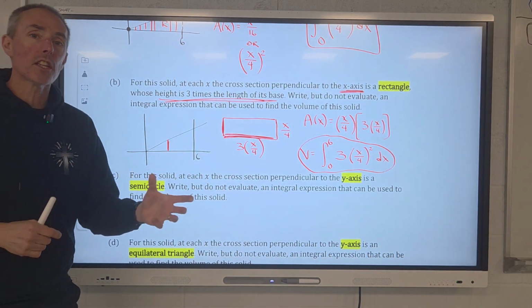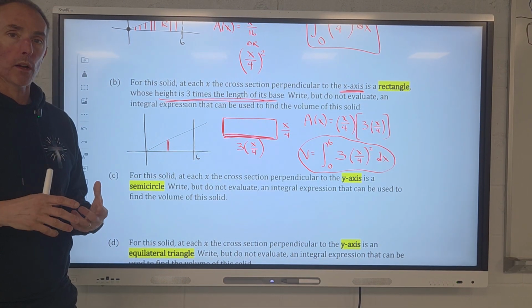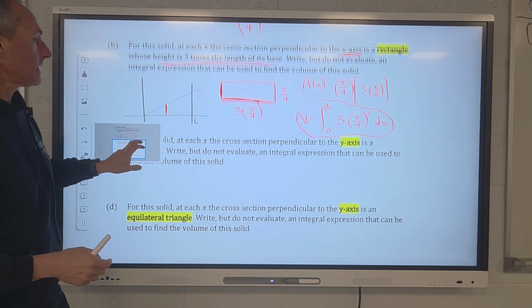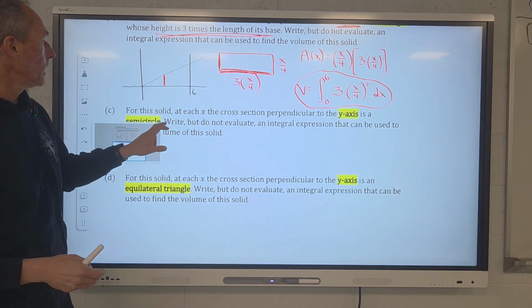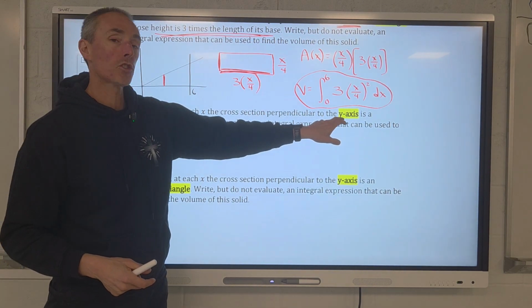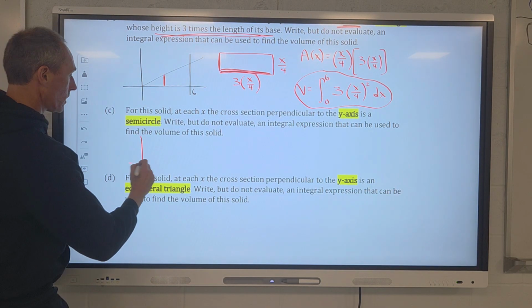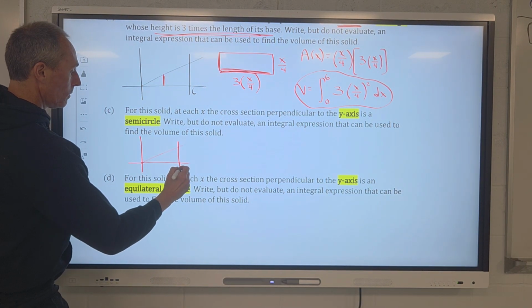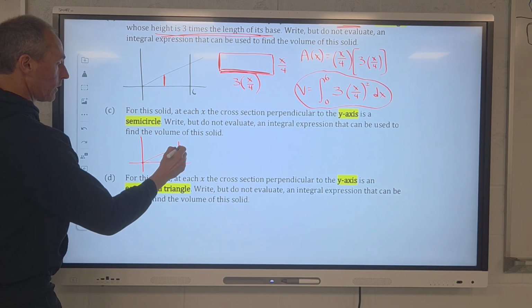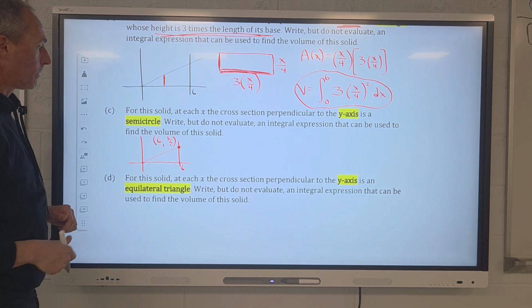All right, how could they change this up? How could we see this in a different manner? Well, let's switch gears a little bit. Let's now deal with perpendicular cross sections to the y-axis. Same setup though. So here's the picture. Here we go. That's a 6. Remember this point was 6 comma 3 halves, so keep that in mind.